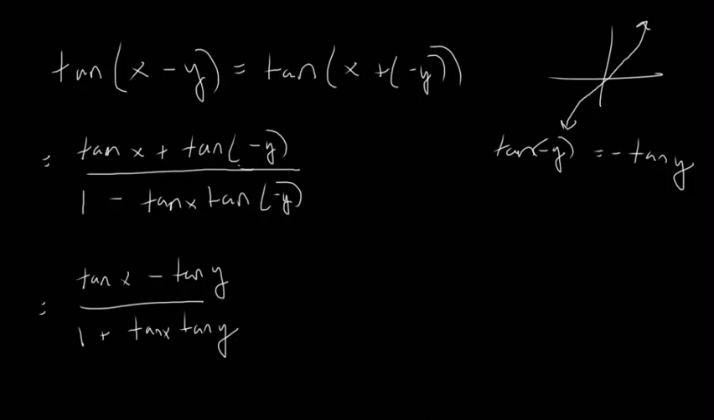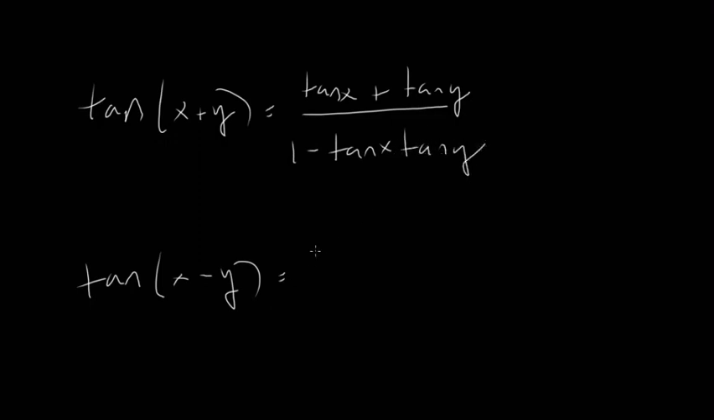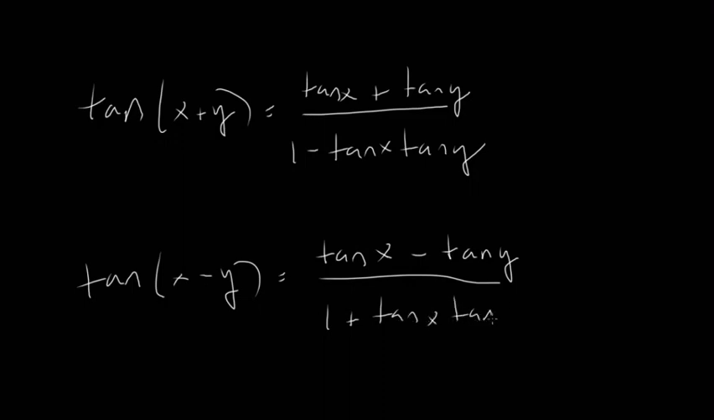And cool, we have two formulas. Here they are. We have tan x plus y and tan x minus y. And tan x plus y is going to be tangent x plus tangent y all over 1 minus tan x tan y. And then the other one's going to look very similar. It's going to be tangent x minus y is tangent x minus tangent y all over 1 plus tan x tan y.